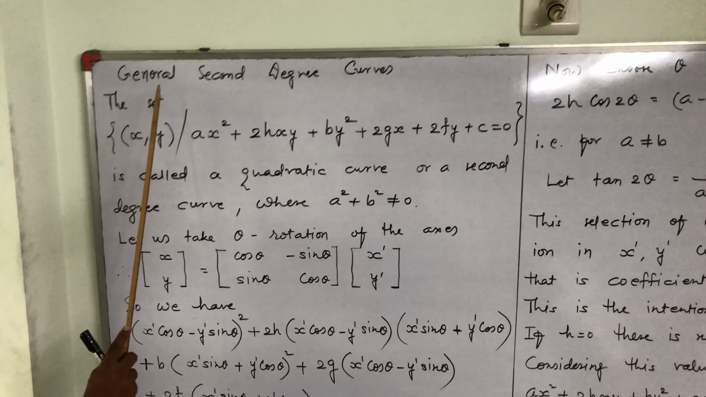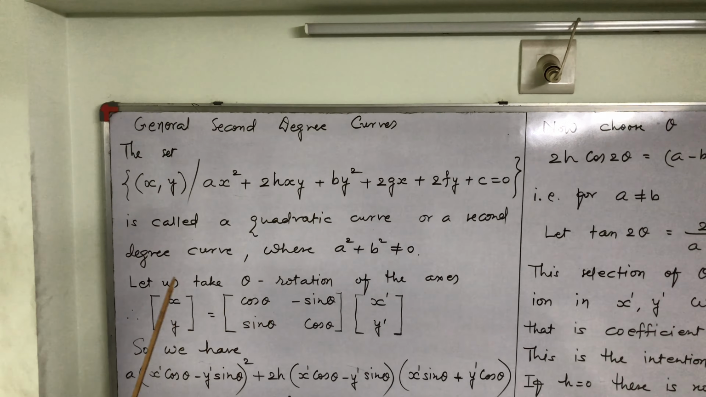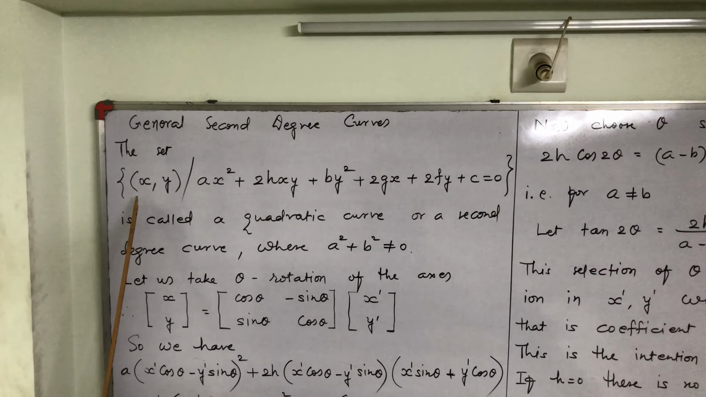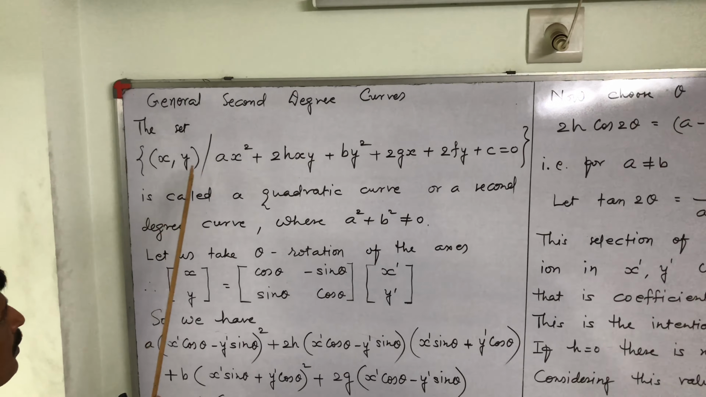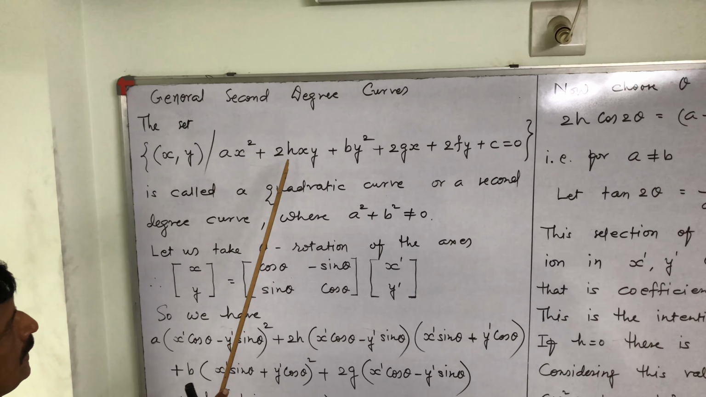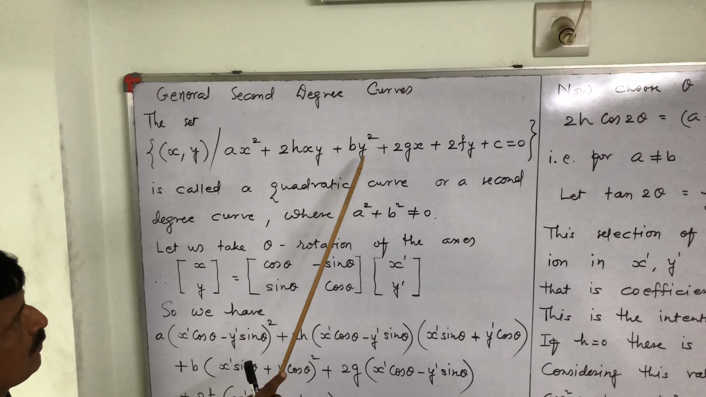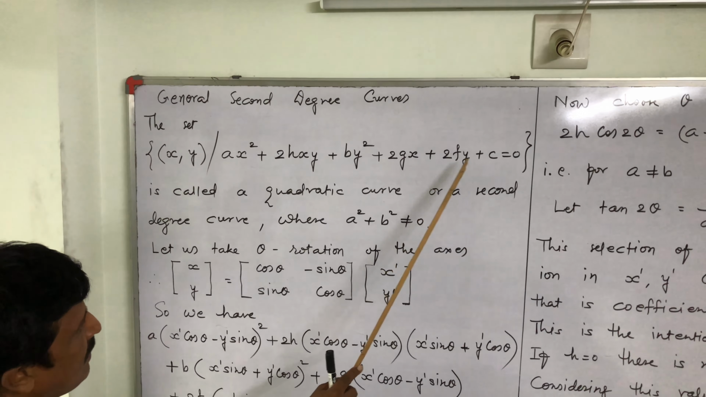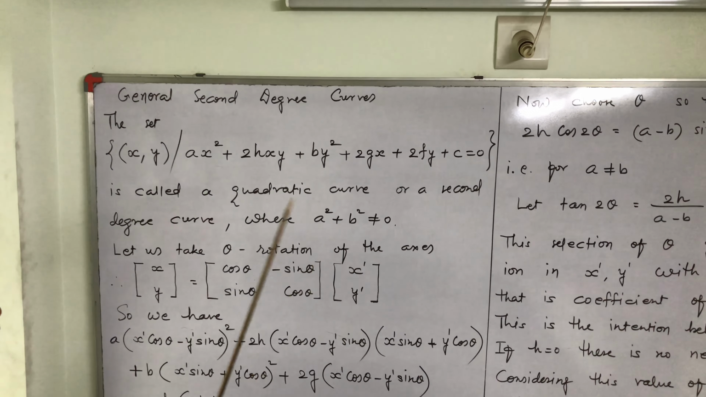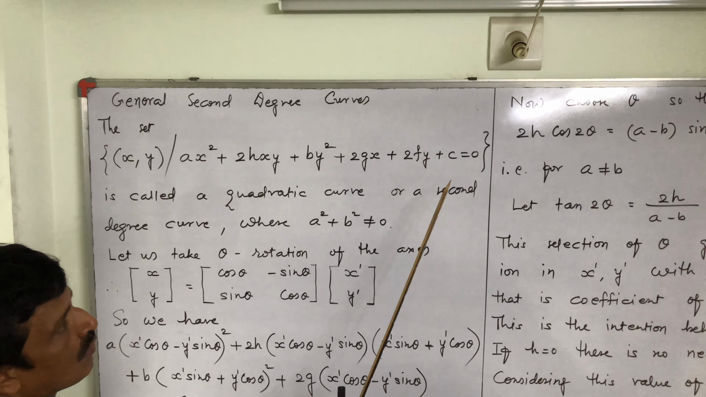Today we will discuss the general second degree curve. This is the set of ordered pairs (x, y) where ax² + 2hxy + by² + 2gx + 2fy + c = 0, which is called the general second degree curve equation.